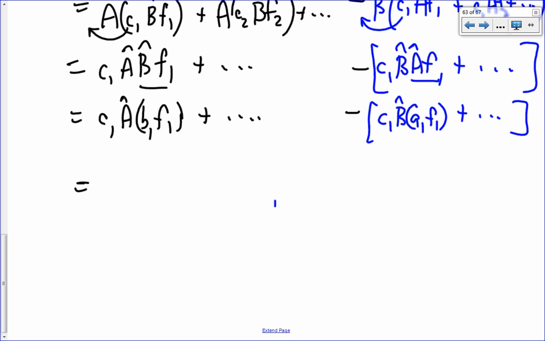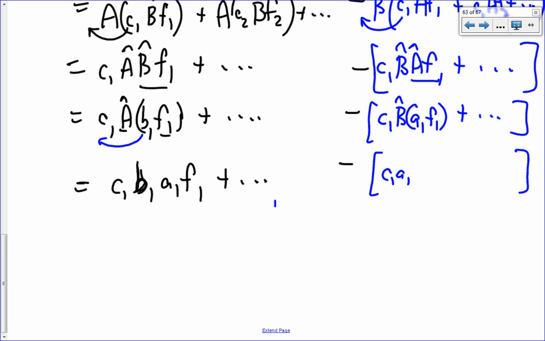And what do I have here? I can pull out my B1, it's a constant, so it's going to be C1 B1. What is A hat F1? A1 F1, okay, minus, what's this one? I can pull out A1, right? And what do I have here? B1 F1. B hat operating on F1 gives you B1 F1. And what do you get? This is the same thing as that one. That cancels out. And you can see all the other terms are going to cancel out as well. So the whole thing is going to be equal to 0.